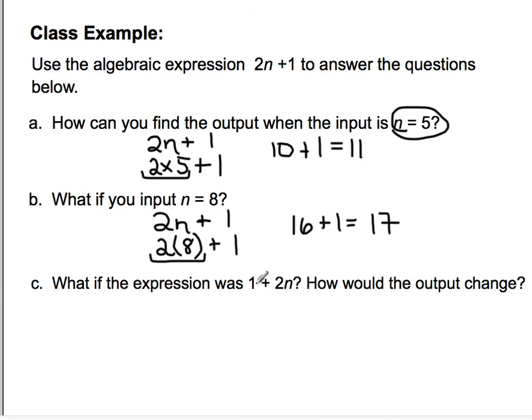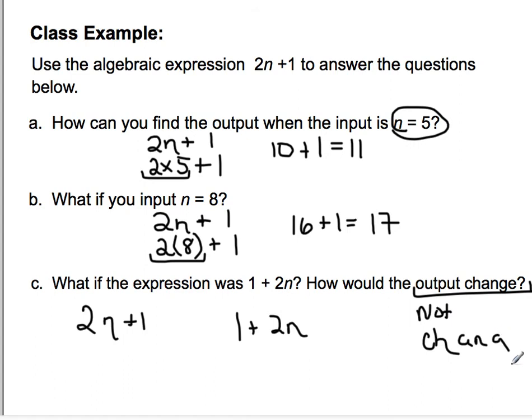So what happens if we just change the order? Well, if I have 2n plus 1 and 1 plus 2n, the answer or the output will not change. My apologies. It will not change. And the word I'm looking for is commutative. I can never pronounce that word. My apologies already. It's commutative.